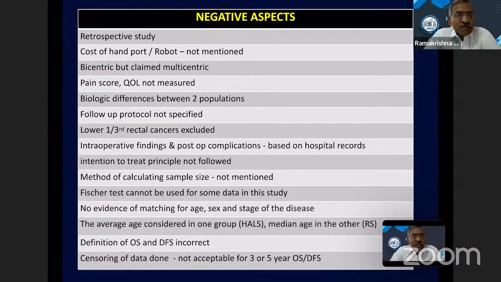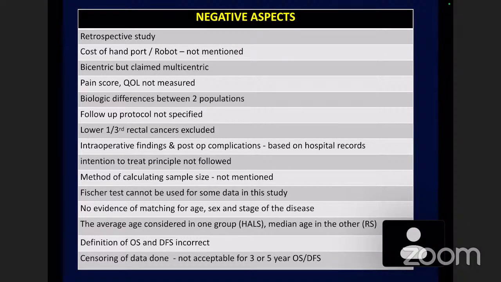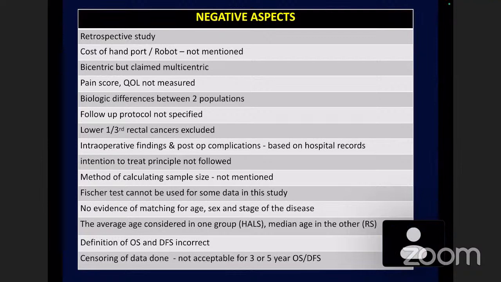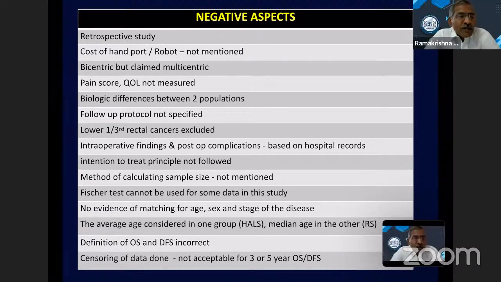Case reports, okay, so this would be level 3? Case reports are slightly better than expert opinion, so that is level 5, sir. Ramakrishna, will you move on? Negative aspect: why do you think the cost of the hand port and robot, which is not mentioned, why do you consider it as a negative point here?